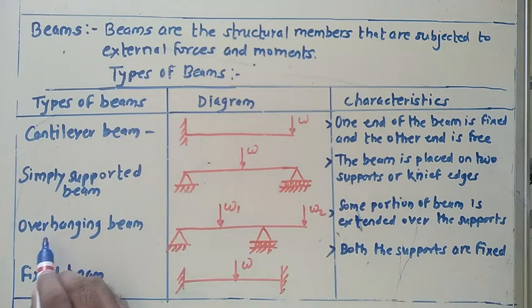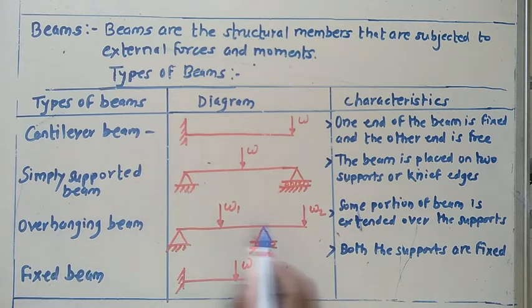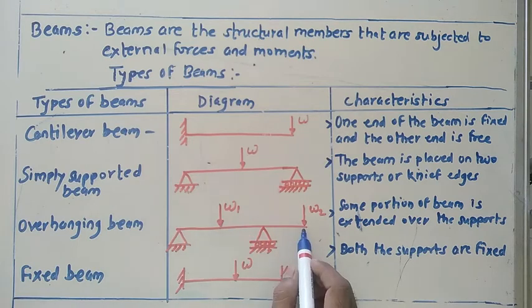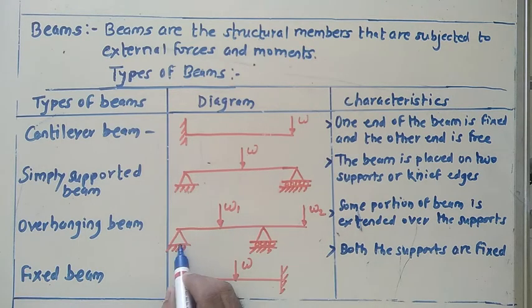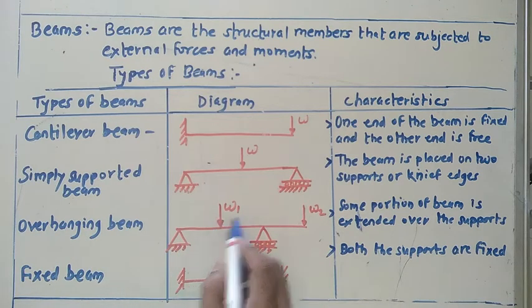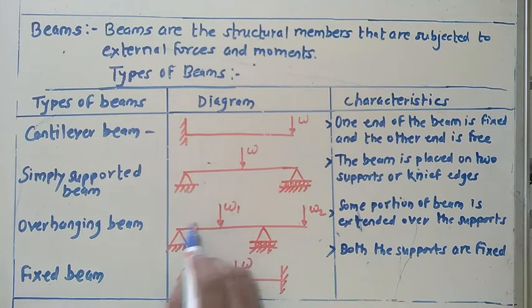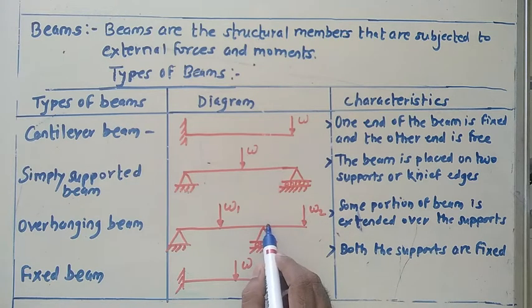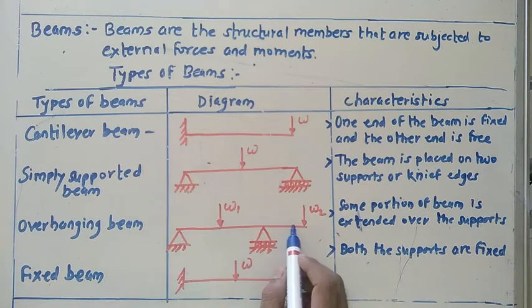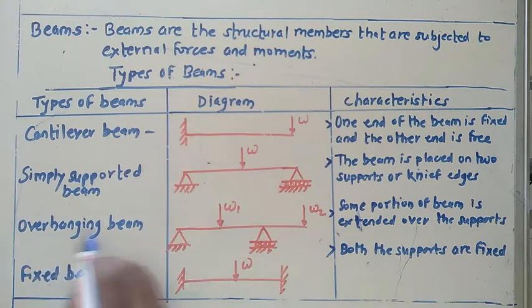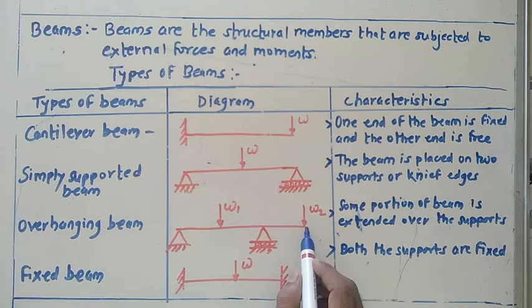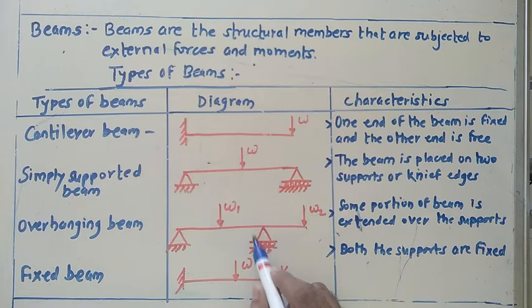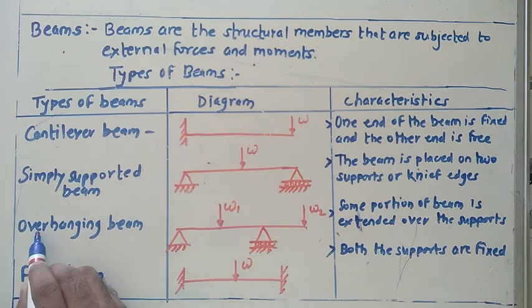What about the next one? Overhanging beam. Some portion of this beam is extended over the support. The two supports are given here, one at this end and the other here. Somewhere here a load is acting on the beam, and this load is acting over the extended portion of the beam. This is known as an overhanging beam. This portion is extended beyond the support, and that's why it is named an overhanging beam.